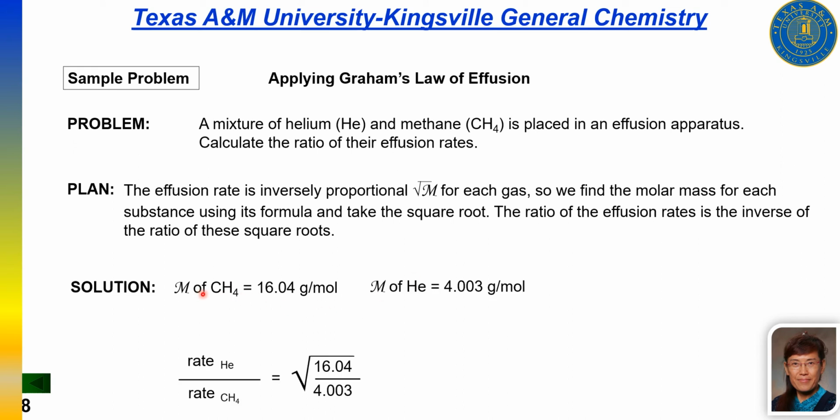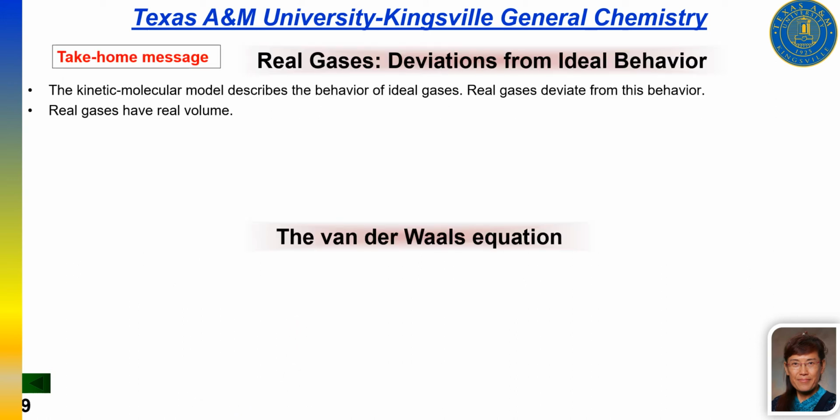Your solution. Step 1: calculate the molar mass of methane. Carbon is 12.01, hydrogen is 1.008 multiplied by 4. The calculation gives 16.04 grams per mole. Your helium is 4.003 grams per mole. So you calculate your helium rate: helium rate equals 1 divided by the square root of 4.003. And your methane equals 1 divided by the square root of 16.04. You can simplify it to this equation. The ratio between the rate of helium and the rate of methane is approximately 2. Helium is much smaller, meaning it moves much faster. Methane is a bigger molecule, so it moves slower.